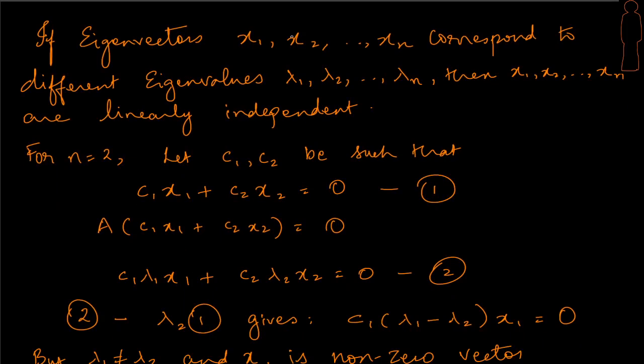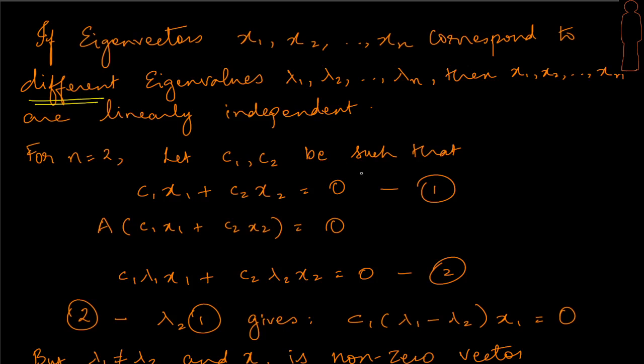It says if the eigenvectors of a matrix correspond to different eigenvalues, right? So the keyword here is different, or distinct, eigenvalues, which means that among lambda 1 to lambda n, none of them are the same. All of them are different from each other. Then the eigenvectors are linearly independent.